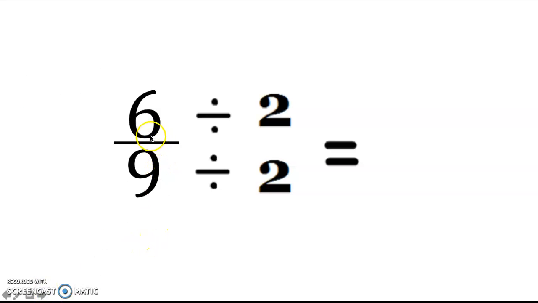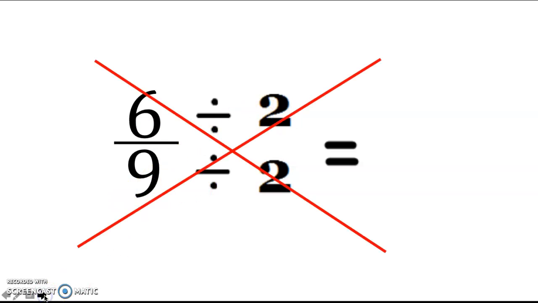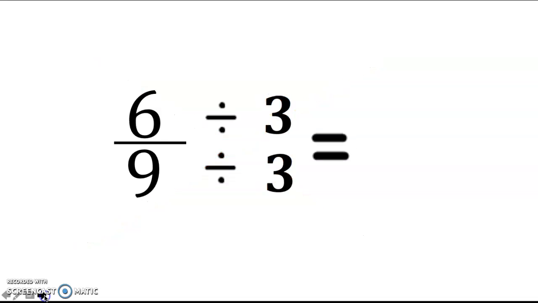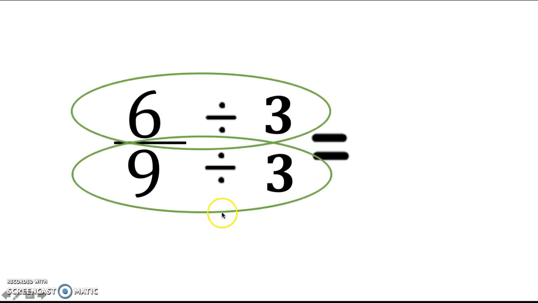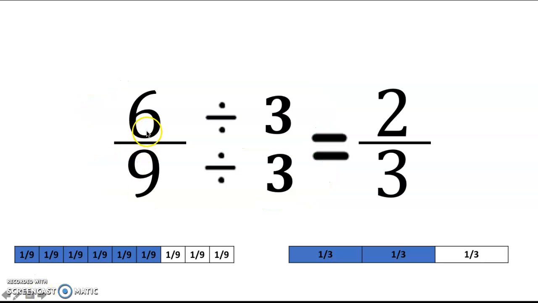Now, because it's odd, you can't divide it by 2. Doesn't work. My second strategy for you to go to, if it's not evenly divided top and bottom by 2, is to divide by 3. As before, you're going to divide the numerator and the denominator by 3 so that you don't change the value of the fraction. 6 divided by 3 is 2. 9 divided by 3 is 3.